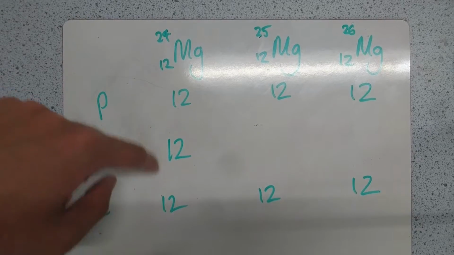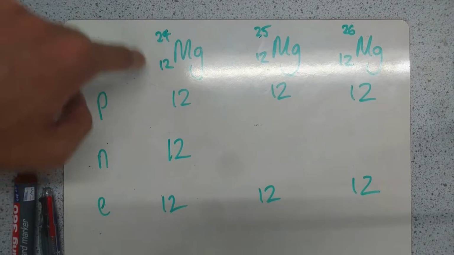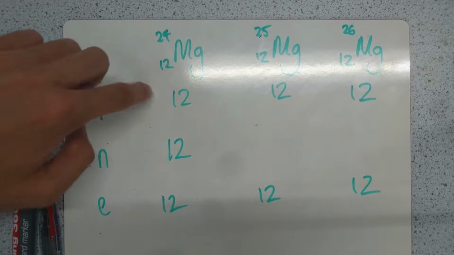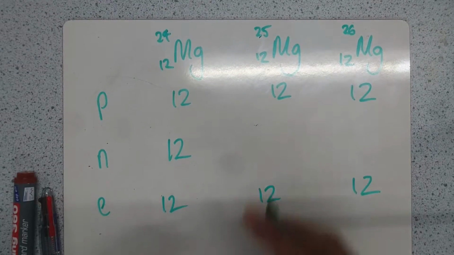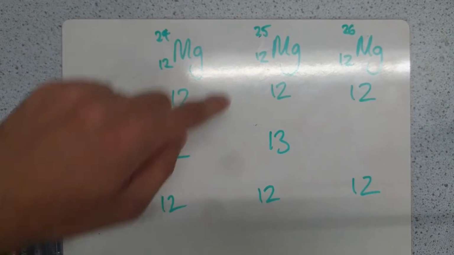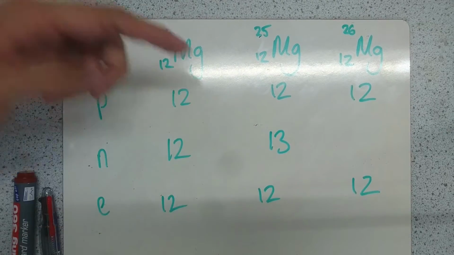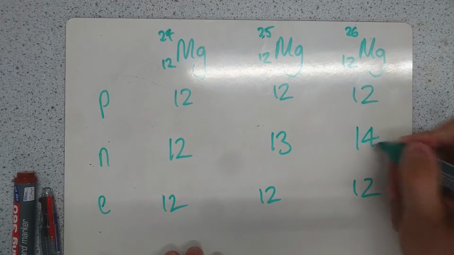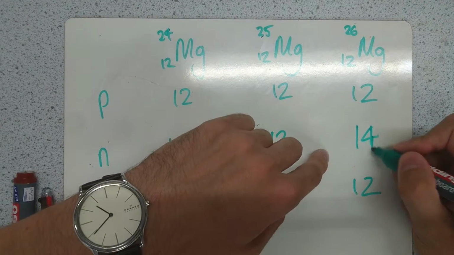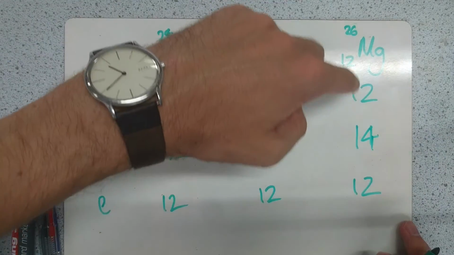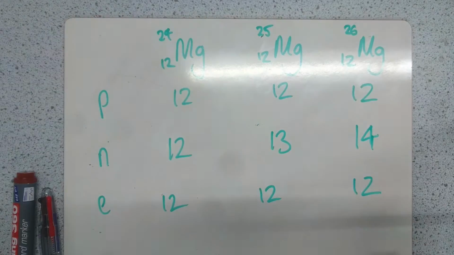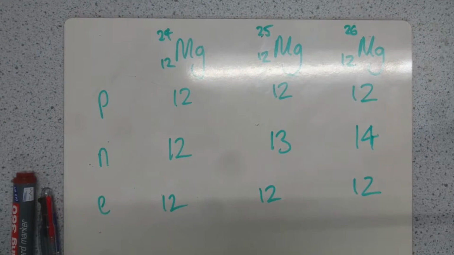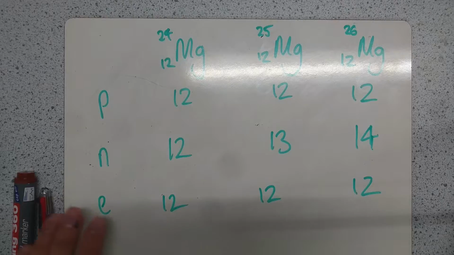So the first one, magnesium 24, is going to have 12 neutrons, because 12 plus 12 gives me 24. Magnesium 25 is going to have 13 neutrons, because 12 plus 13 gives me 25. And magnesium 26 is going to have 14 neutrons, because 14 plus 12 is 26. And that is the isotopes of magnesium.